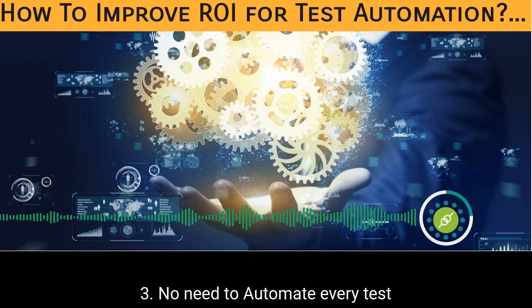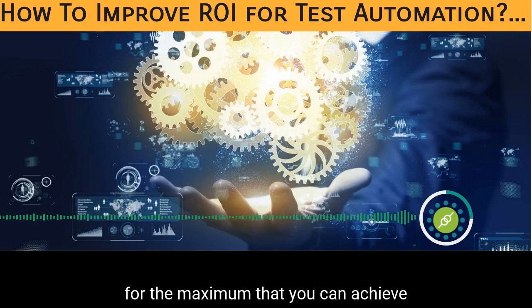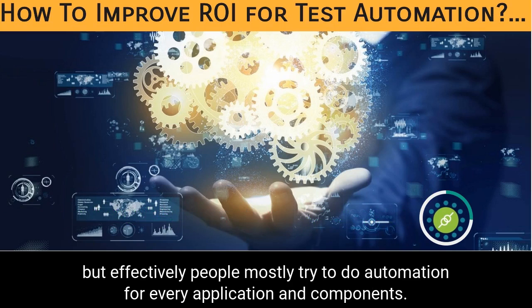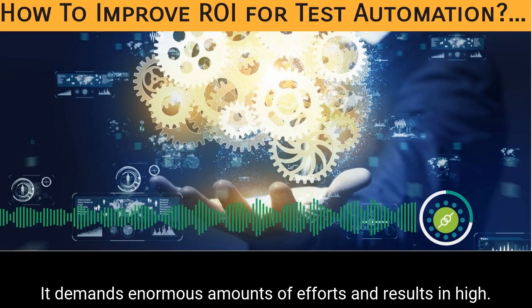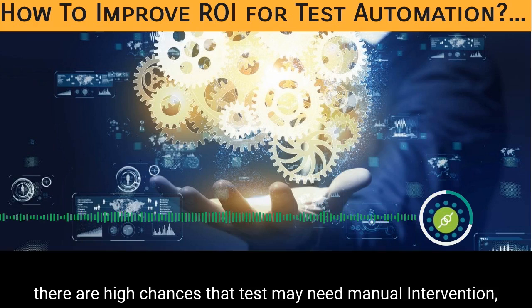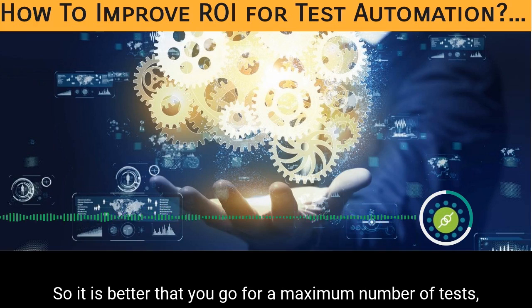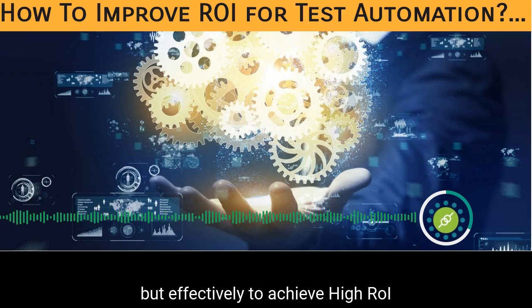3. No need to automate every test. You must not look for 100% coverage. Instead, go for the maximum that you can achieve, but effectively. People mostly try to do automation for every application and component. It demands enormous amounts of effort and results in high costs. There are high chances that a test may need manual intervention, which might not yield the expected result. So, it is better that you go for a maximum number of tests but effectively to achieve high ROI.